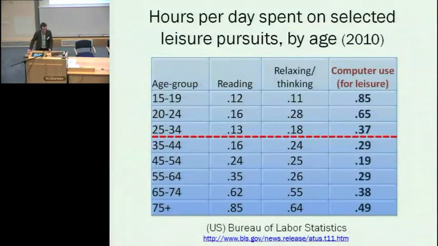This is 2010 data from the United States. If you compare different types of pursuits, the way people use their relaxation time, people under the age of 35 spend far more time using computers for leisure than they do relaxing and thinking or reading books or reading other things. People over that age, it's not the case at all. That distinction isn't there. It's more or less an even spread.